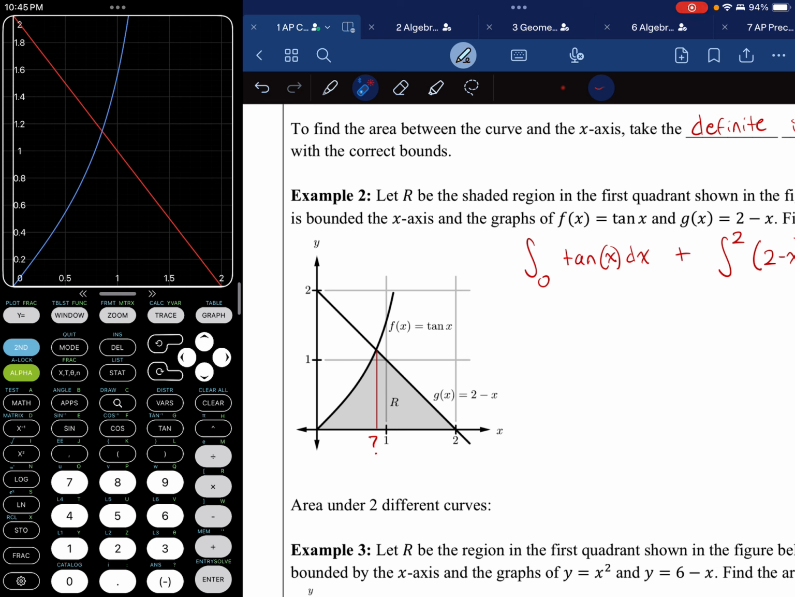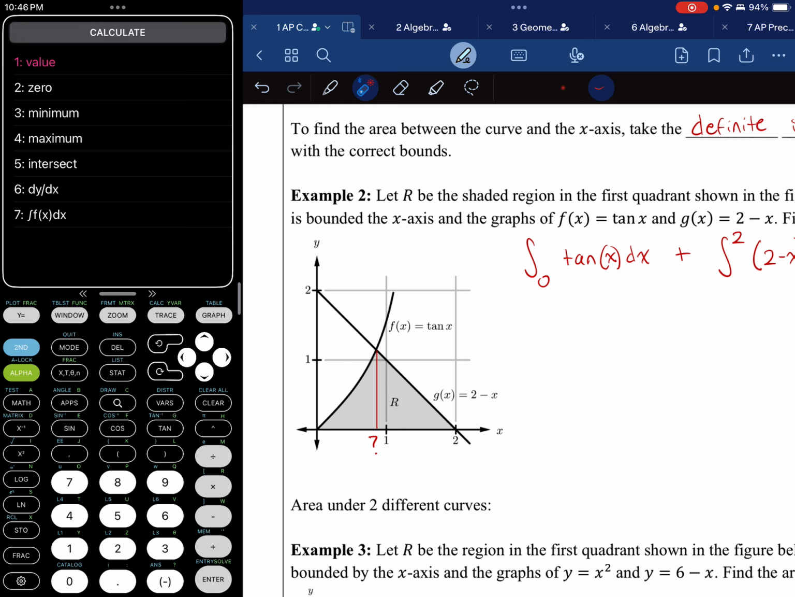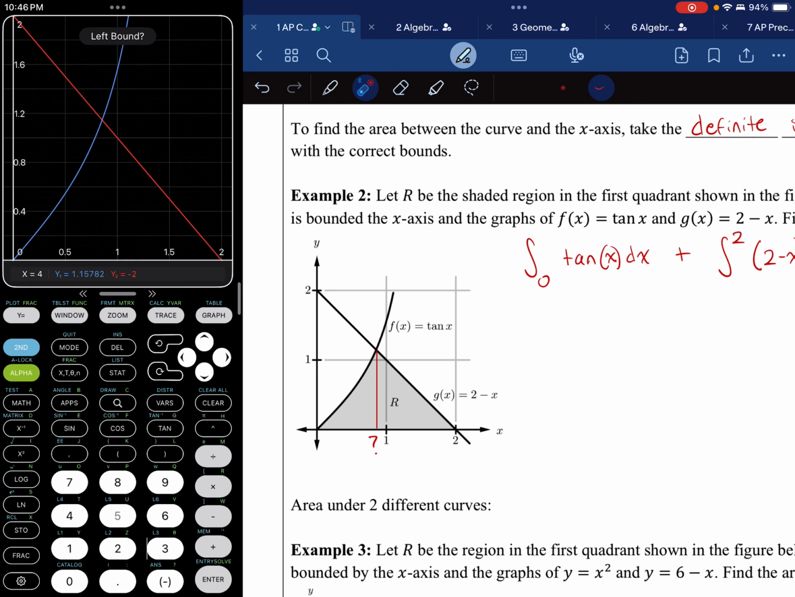What I'm looking for is the intersection of the blue and the red line. To find that, I'm going to hit second trace to do a calculation of an intersect. It's option 5. So I hit intersect, and the left bound is going to be 0.5.